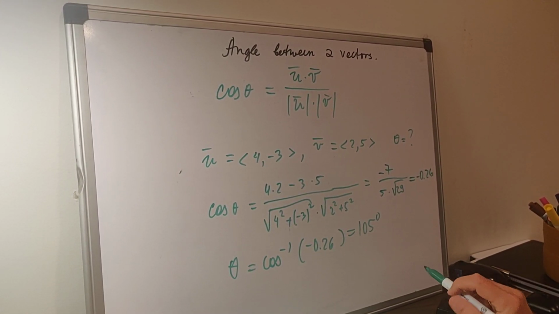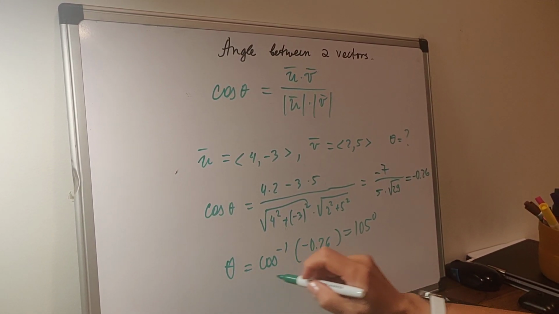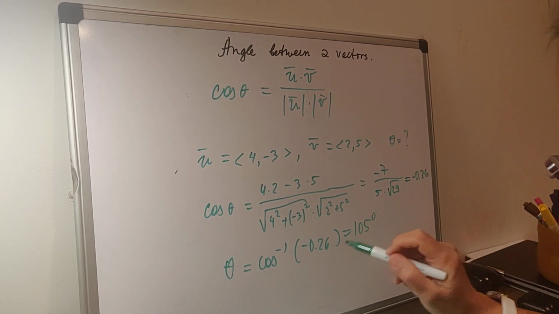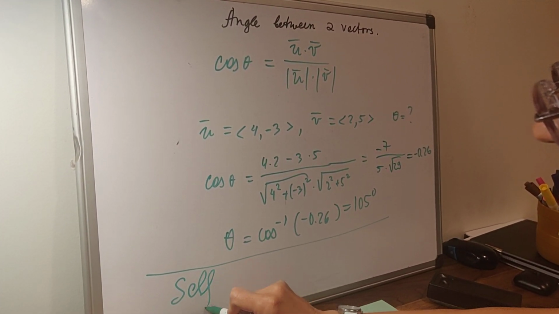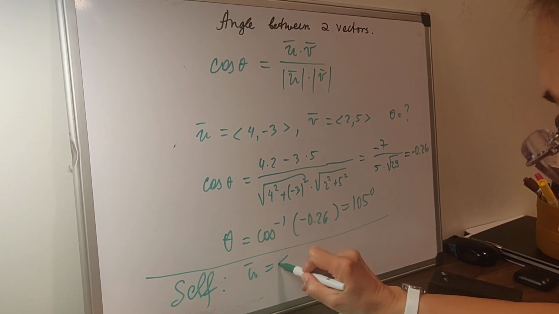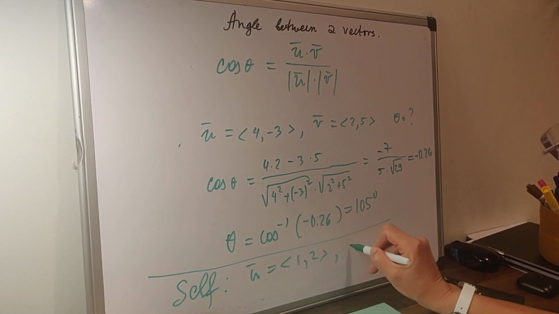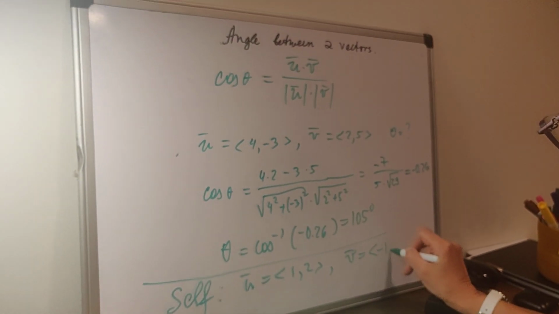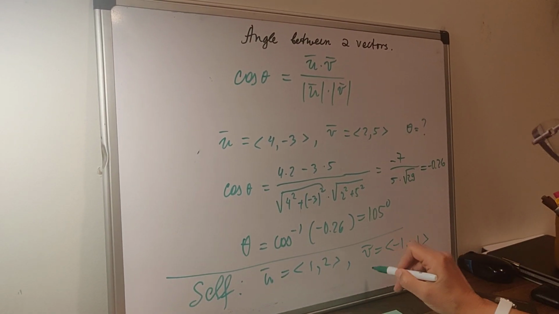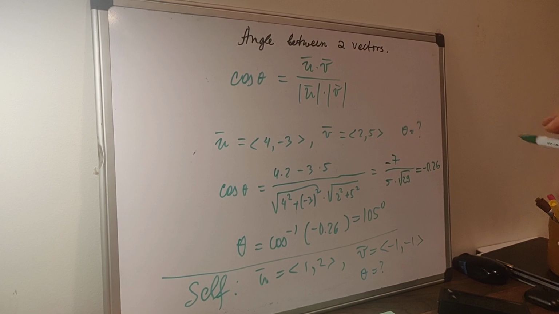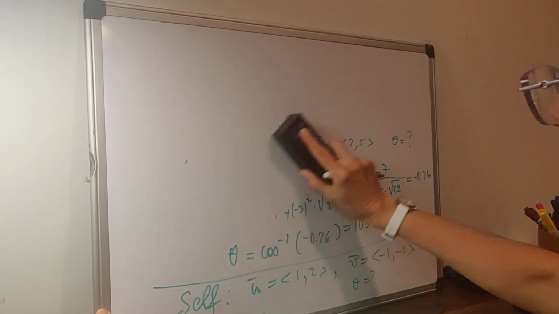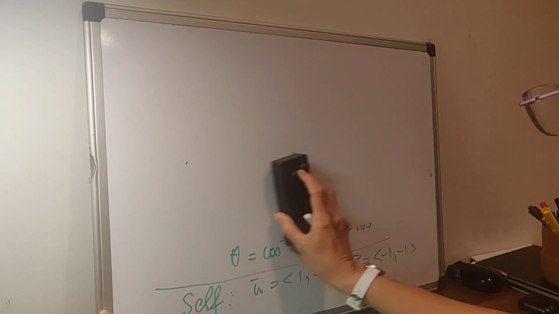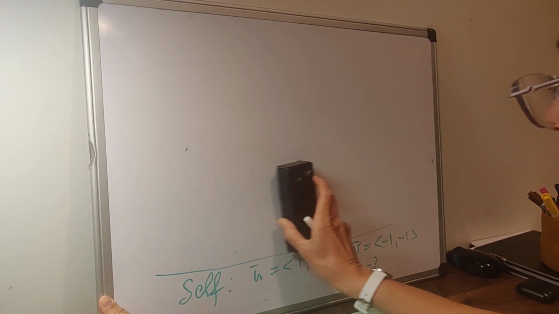Now I'm going to give you the problem and you try to calculate it while I'm cleaning the board. Self-work: u equals (1, 2), v equals (-1, -1). Try to calculate angle theta, or at least cosine of theta, if you don't have a calculator. I'm going to clean up the board and solve this problem myself, and you can just stop the video.